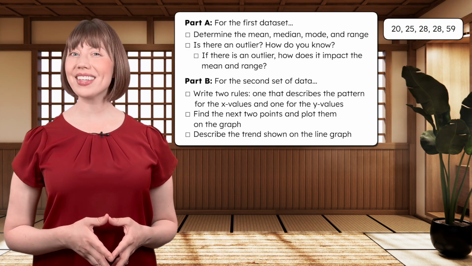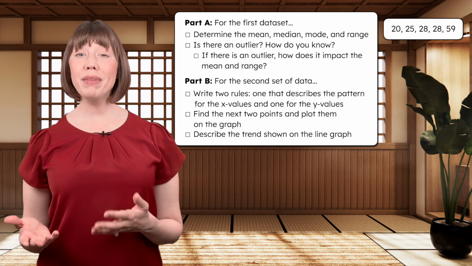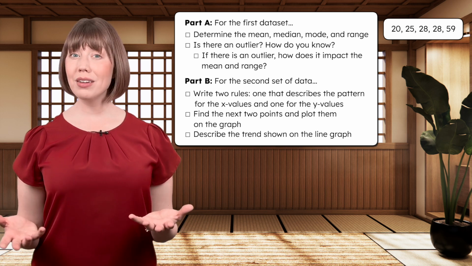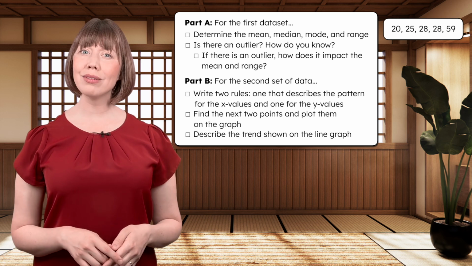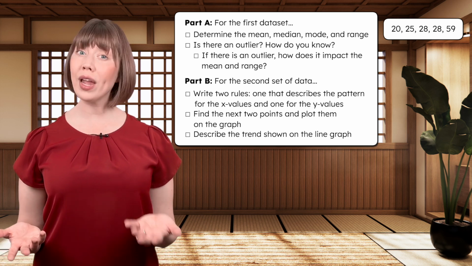Your challenge still awaits. Complete it, and the purple belt is yours. Part A. For the first dataset, determine the mean, median, mode, and range. Is there an outlier? How do you know? If there is an outlier, how does it impact the mean and range?